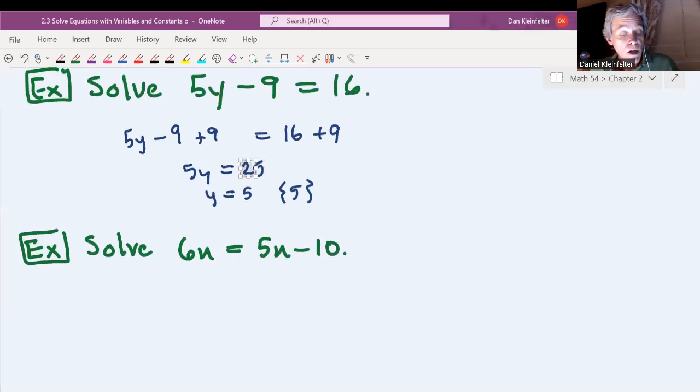So it makes most sense, since the left side has only a variable and the right side has a variable and a constant, to collect the variables on the left side and the constants on the right. So we're going to subtract 5n from both sides.